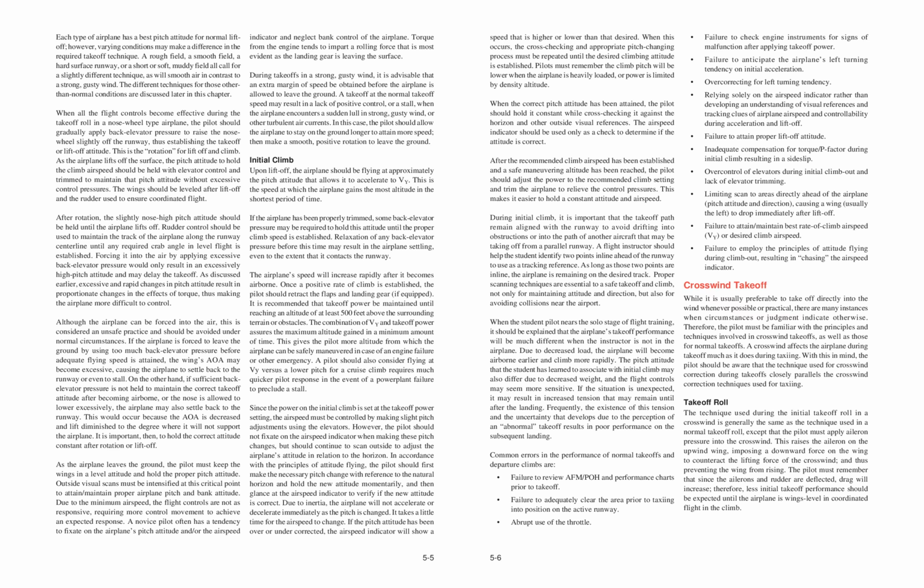Takeoff roll. The technique used during the initial takeoff roll in a crosswind is generally the same as the technique used in a normal takeoff roll, except that the pilot must apply aileron pressure into the crosswind. This raises the aileron on the upwind wing, imposing a downward force on the wing to counteract the lifting force of the crosswind, and thus preventing the wing from rising. The pilot must remember that since the ailerons and rudder are deflected, drag will increase, therefore, less initial takeoff performance should be expected until the airplane is wings level in coordinated flight in the climb.